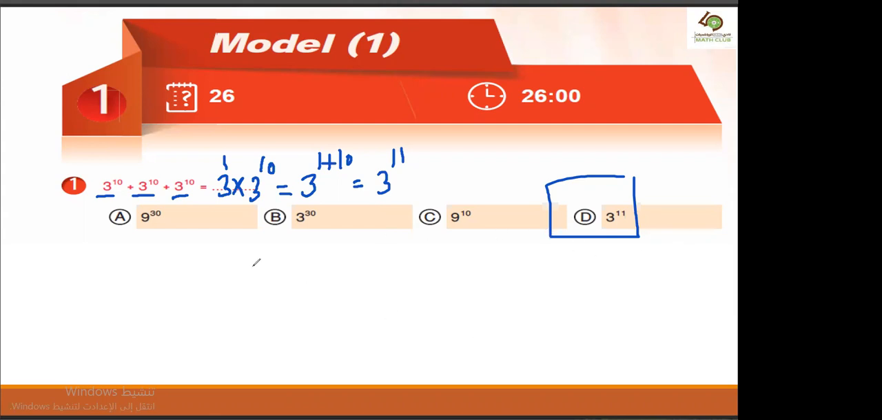It is fine. So you can't add when you see addition. You change to multiplication. How many times do I have it? I have it 3 times. You write 3 to the power 1 times 3 to the power 10. Then you add. So the answer is 3 to the power 11.